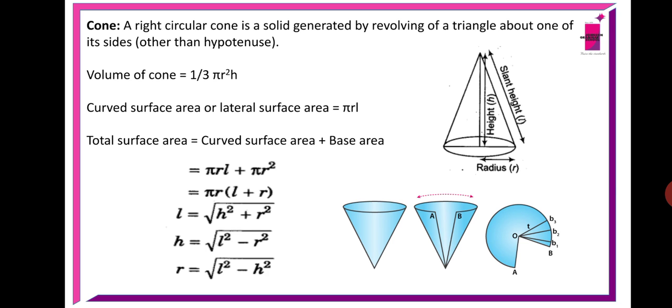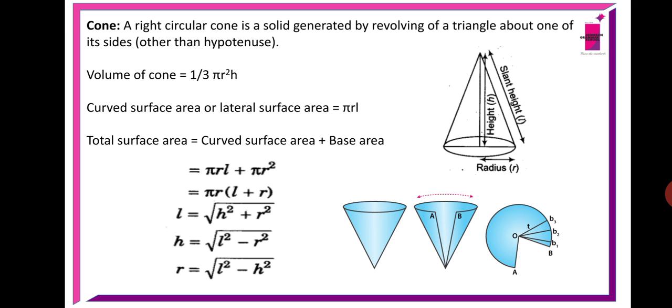And here we have two heights. One is the height and one is the slant height. L is called the slant height and H is the height. To find the volume, we are going to use the height. To find surface areas, we are going to use the slant height.